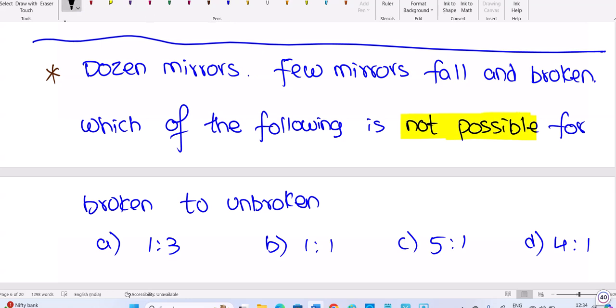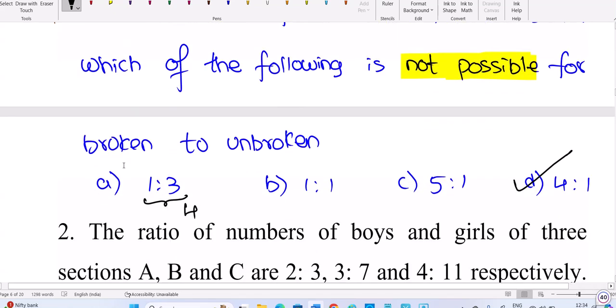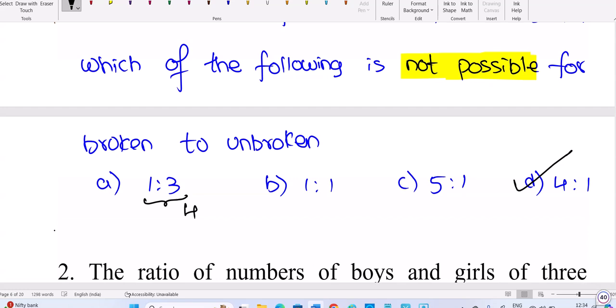Option D, 4 is to 1, is correct. Remaining all are possible because what is 1 plus 3? 4. Total 12. 12 is divided by 4, I will get an integer only. Here I can say 1 is to 3. There is one more logic. I want total 12. I kept here 4. 4 becomes 12 means I can multiply by 3. This means 3 are broken, 9 are unbroken. Total 12, 3 broken, 9 unbroken. 1 is to 1 means 6 broken, 6 unbroken. This is also total 12, matched.